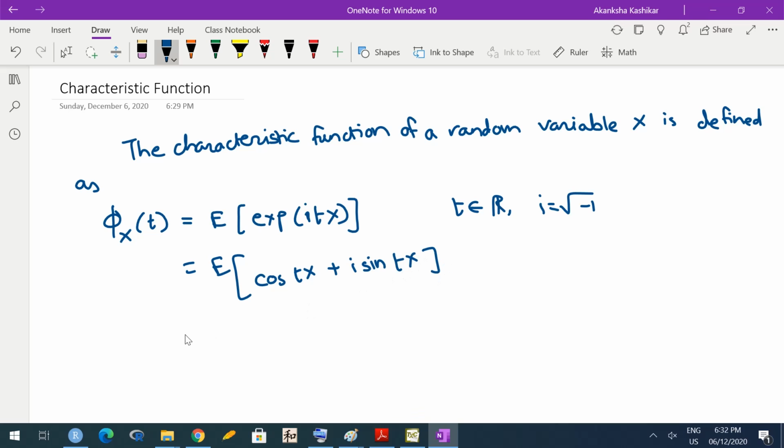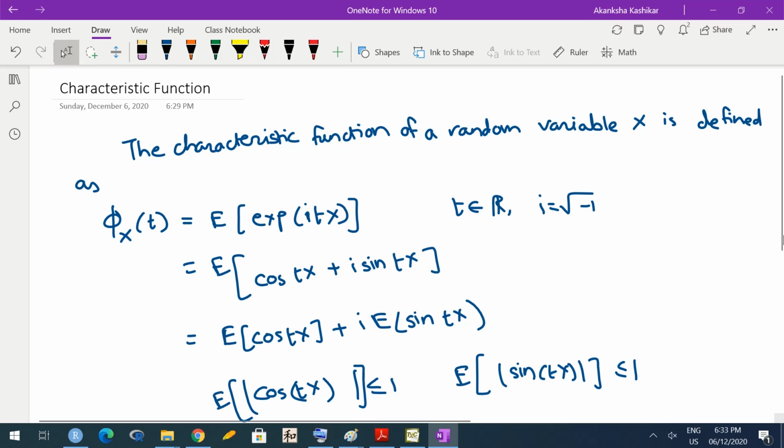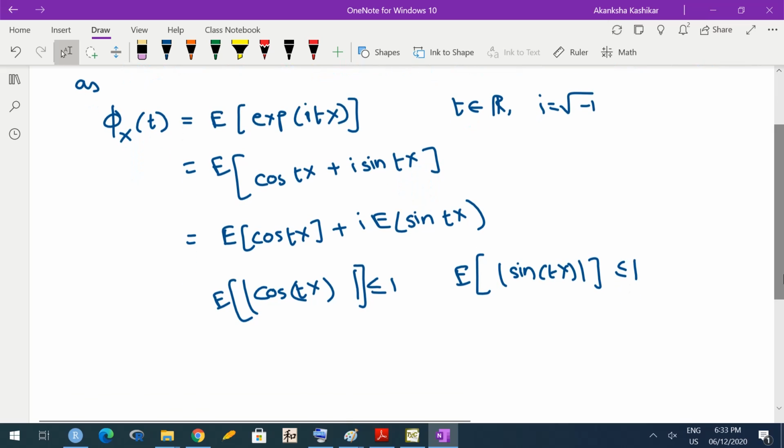So this is equal to expectation of cos tX plus i times expectation of sin tX. Of course we know that mod of cos tX is always less than or equal to 1. As a result, expectation of mod cos tX will always be less than or equal to 1. Similarly, mod sin tX is always less than or equal to 1. Hence, expectation of mod sin tX is also less than or equal to 1. So cos tX as well as sin tX are both integrable random variables, that is their expectations are finite, and hence phi X always exists.